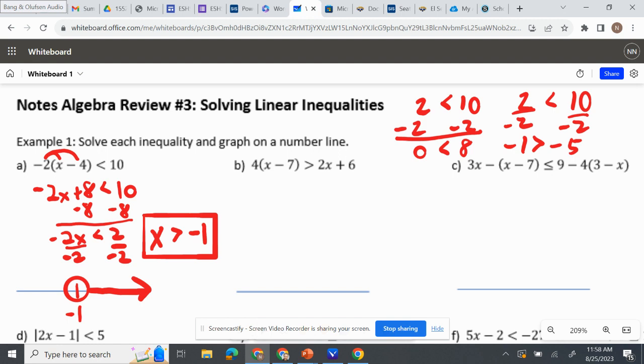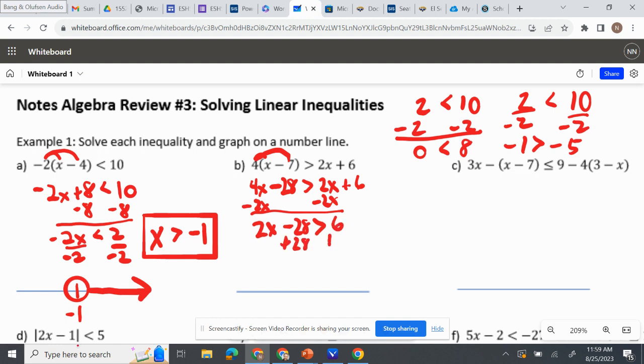Now, if I'm looking at my next example, I have the 4 times the x, which is 4x. I have the 4 times the 7, which is -28. Then I am going to subtract the 2x in order to get the x's on one side. And that gives me 2x minus 28 is greater than 6. I'm going to add the 28, and I get 2x is greater than 34. Then what I'm going to do is divide it by 2, and so x is greater than 17.